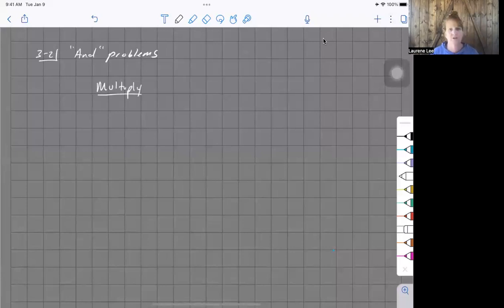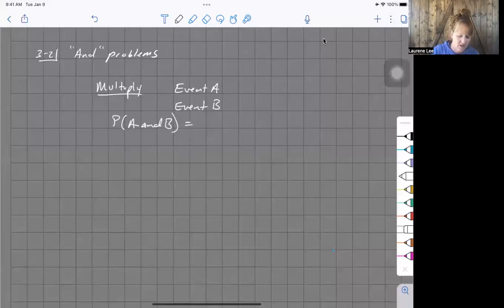That's the overarching rule. So if we put it in some math language, if you have two events, let's call those events event A and event B. If I ask you what's the probability of A and B, you take them each individually. You take the probability of A, and then multiply it by the probability of B. That's the game plan.